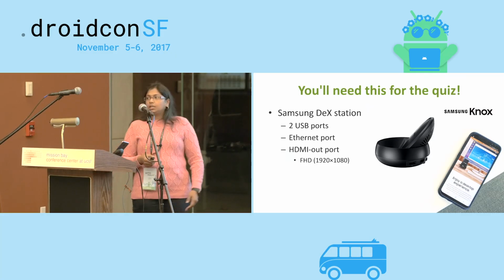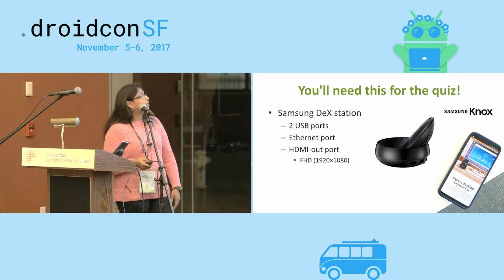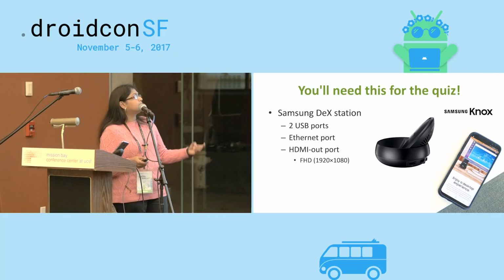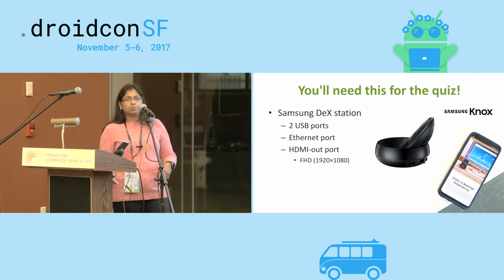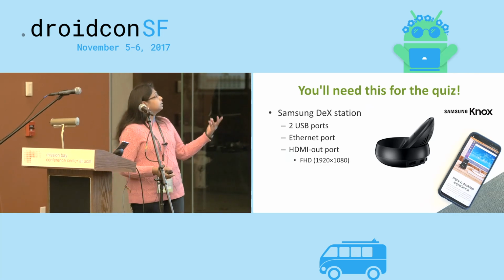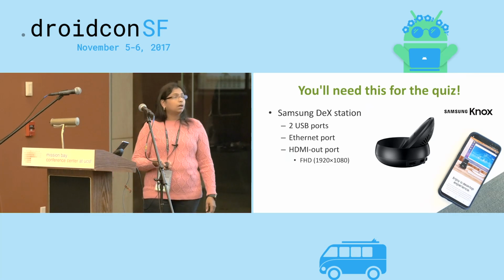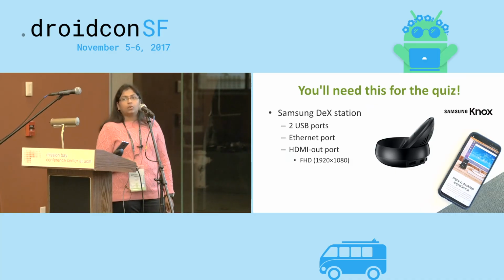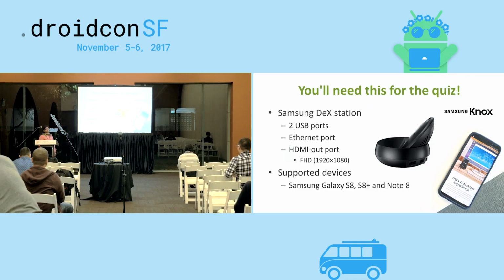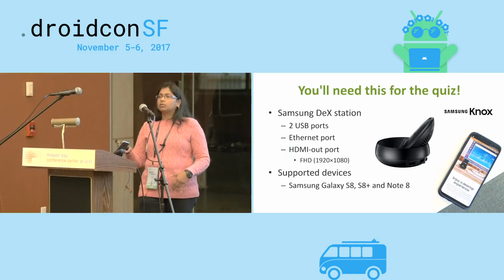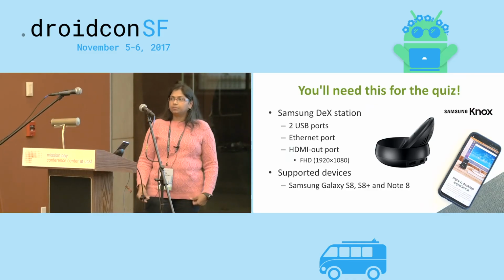So yeah, this is the docking station. The Samsung DeX also supports Samsung Knox. All the security features that come along with it are supported in DeX mode as well. The DeX station has two USB ports, one Ethernet port and one HDMI out port. The phones that are supported for the Samsung DeX station are Galaxy S8, S8 Plus and Note 8, and we plan to support the upcoming flagship devices as well.